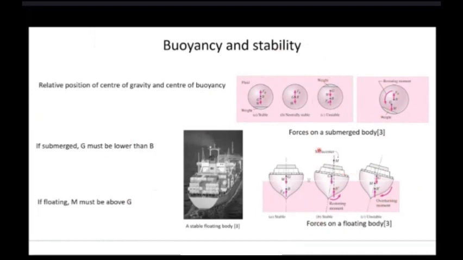So as long as our metacentre is above our centre of gravity, we've got a stable object. That ship is going to right itself. However, as soon as that centre of gravity moves too far, such that the metacentre is now beneath that centre of gravity, we've got an unstable object.